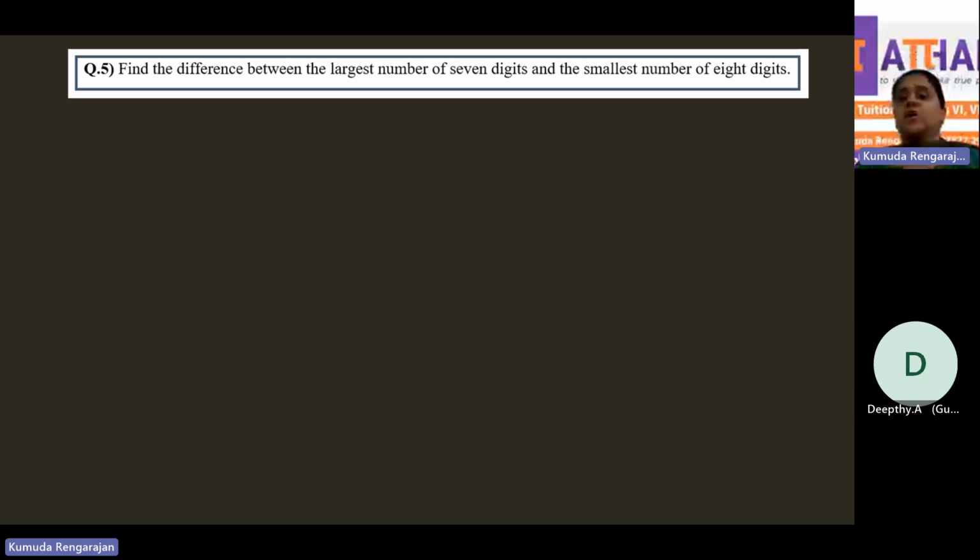Okay. You want to know what is the smallest number of 8 digits? Tell me the smallest number of 2 digits. The smallest number of 3 digits. The smallest number of 4 digits. Now can you guess the smallest number of 8 digits? Can you write? 1 followed by how many zeros? The smallest number of 2 digits is 1 followed by how many zeros? The smallest number of 3 digits is 1 followed by 2. Then the smallest number of 8 digits will be 1 followed by 7 zeros.